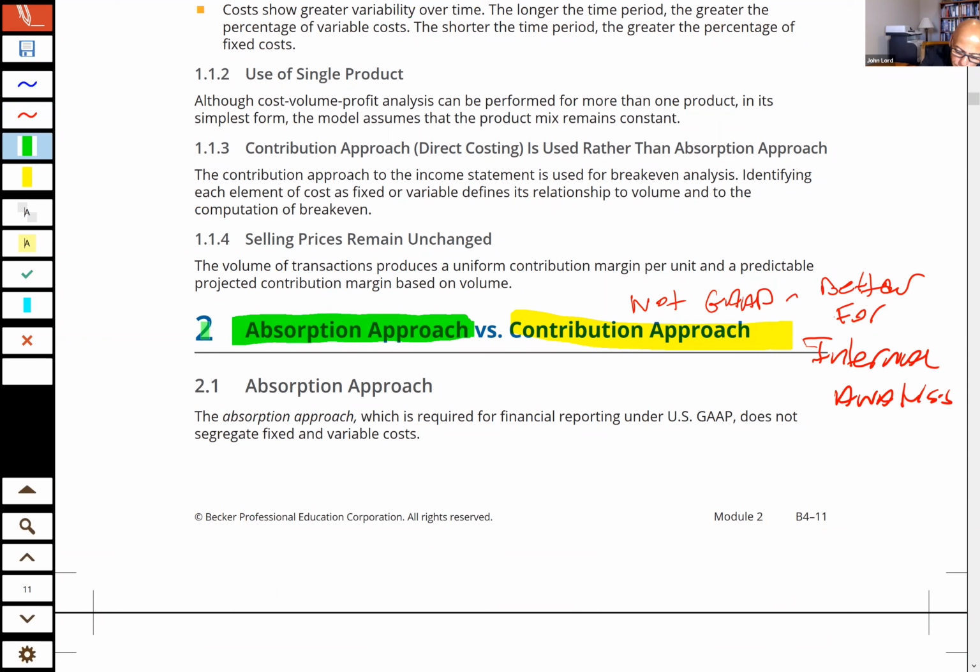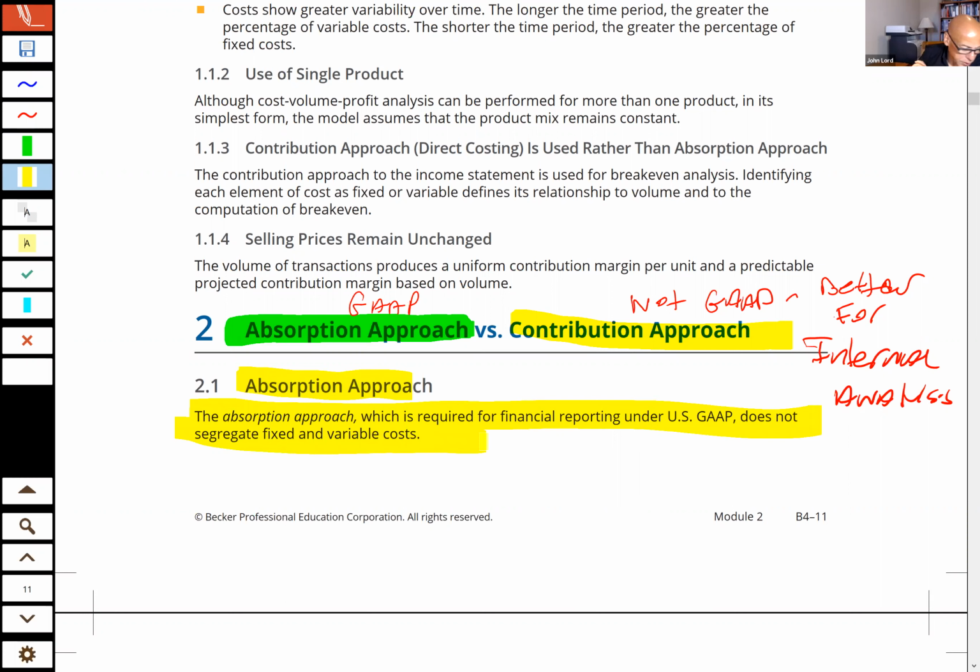Absorption is GAAP. Okay. And FASB has determined that we should use this for our external reporting of our income statement. Okay. So in the absorption approach, it is GAAP, and we do not segregate fixed and variable costs. We don't call those out separately on the income statement.